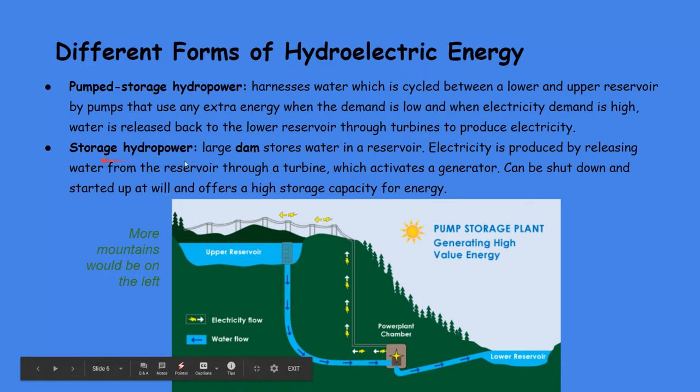Storage hydropower, this is our traditional, when you think about a dam. And so this is the large dam. It stores water in the reservoir, and electricity is produced by releasing water from the reservoir through the turbine, which activates the generator. And it can be shut down and started up at will. It offers a high storage capacity for energy, which we'll show you pictures of in a little bit.